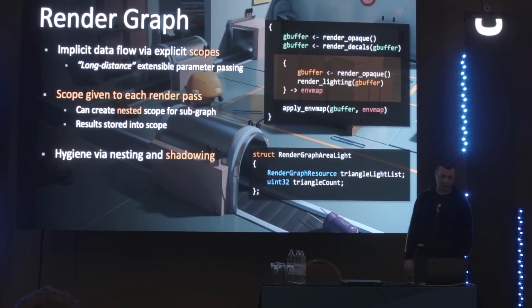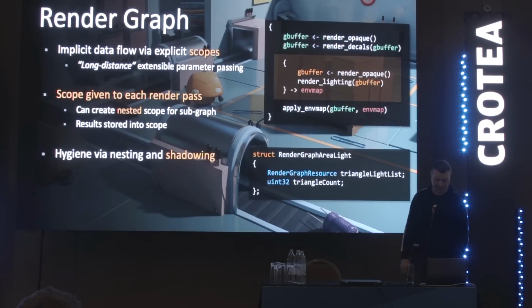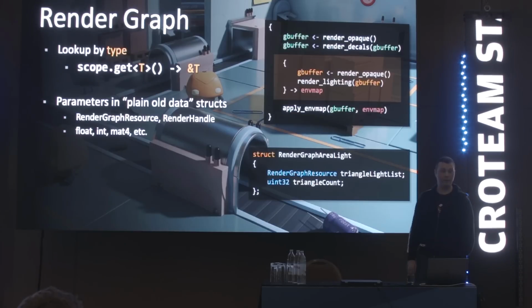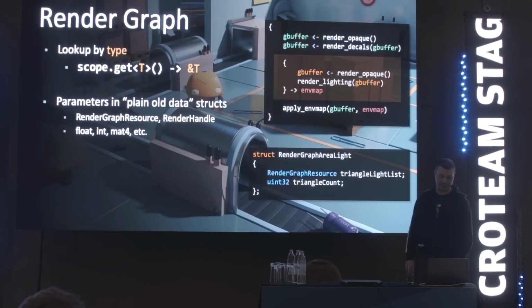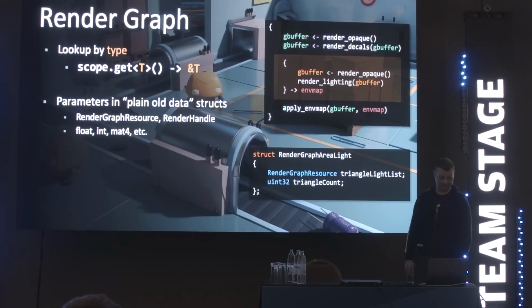A scope is given to each render pass, which supports nested scopes for subgraphs, and the results are stored in the scope. Hygiene is provided via nesting and shadowing. The scopes can be looked up by type, such as depth or gbuf resources. The lookup returns parameters stored in plain old data structs.